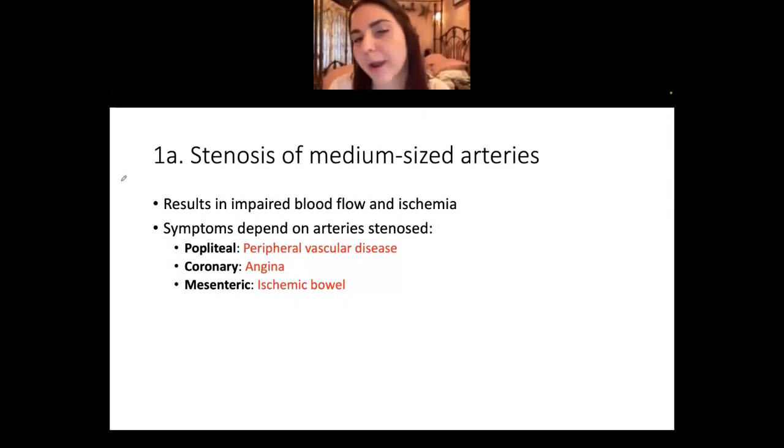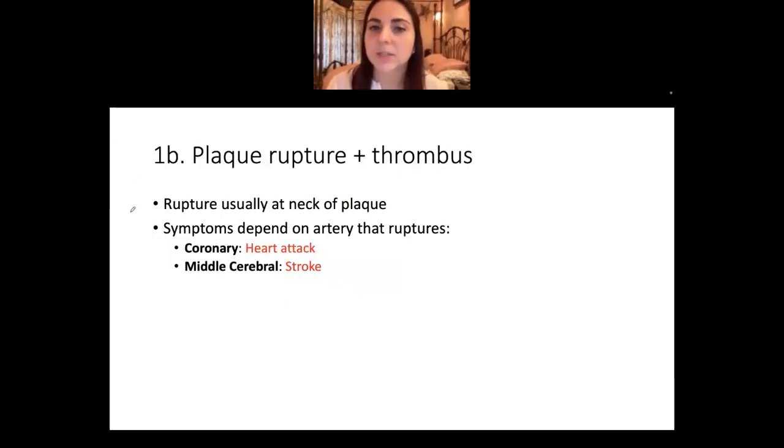These are just straight from Sitar, so I'm going to read through them quickly, because this should be almost like a second pass. If you have stenosis of your medium-sized arteries that supply organs, you can imagine this is going to cause ischemia to whatever organ is stenosed. So if I have stenosis of my popliteal artery, that's eventually going to lead to peripheral vascular disease. Of my coronary artery, that's going to be my angina, my chest pain. Mesenteric artery, that could cause an ischemic bowel, could potentially cause infarcts of the watershed regions, things like that.